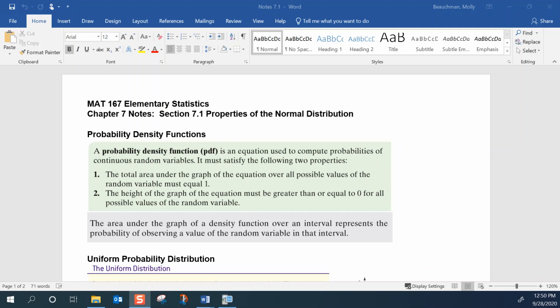In this video, we'll take a look at some examples and some content from Chapter 7, 7.1 and 7.2. So in Section 7.1, the properties of a normal distribution. Before we take a look at the normal distribution, let's just take a look at distributions in general. A general definition of a probability density function is an equation used to compute probabilities of continuous random variables.